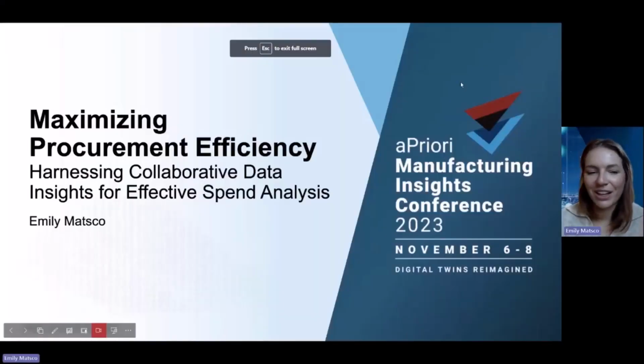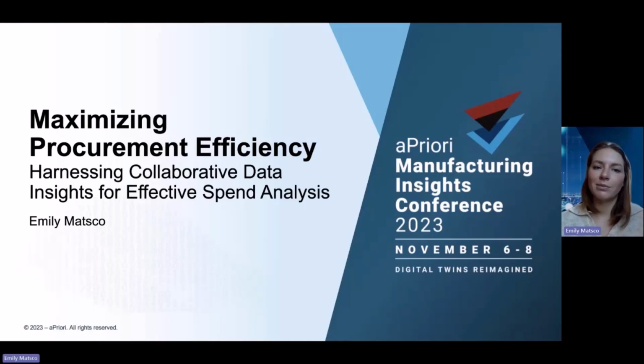Hi, everyone. We're going to be talking about maximizing procurement efficiency in this presentation today. And really what that means and what we'll focus on is cost outlier analysis using aPriori and the AP Analytics tool.